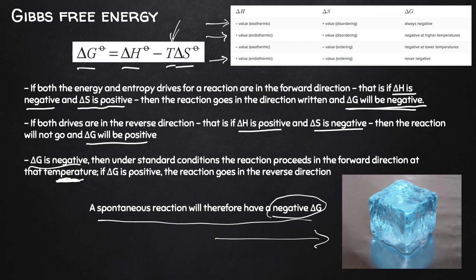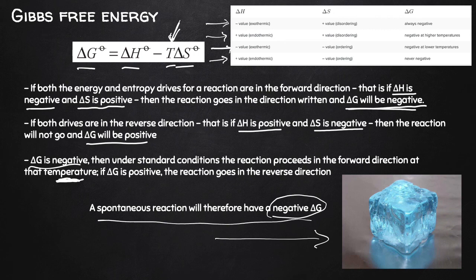in the direction written. The opposite would happen here if we had a negative delta H. So we've got an exothermic reaction, which is good, so to speak, but it's creating order. Well, the opposite would happen to the one we just spoke about. If we had a lower temperature, so if we lowered the magnitude of this temperature here, we would eventually end up getting a negative delta G value, and in that case, the reaction would proceed as written.